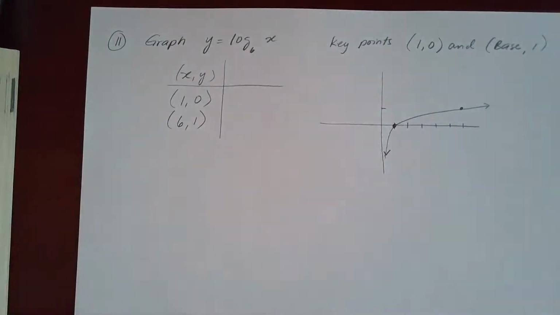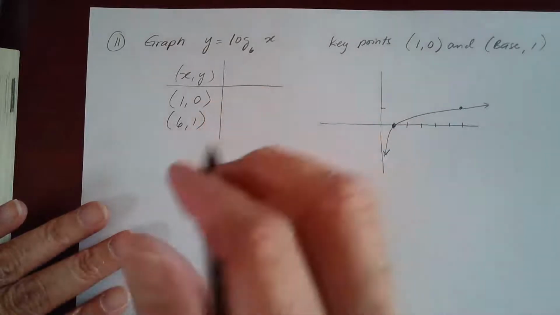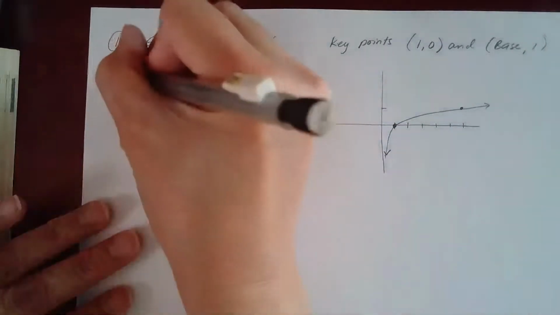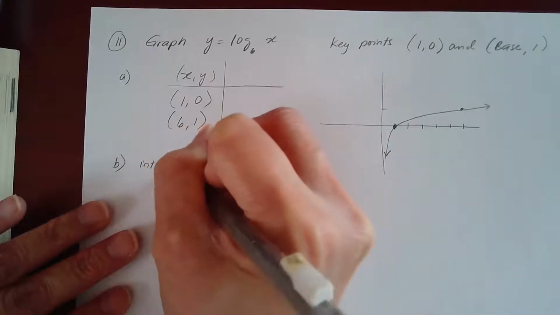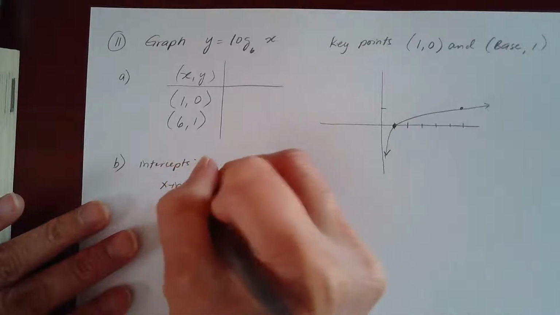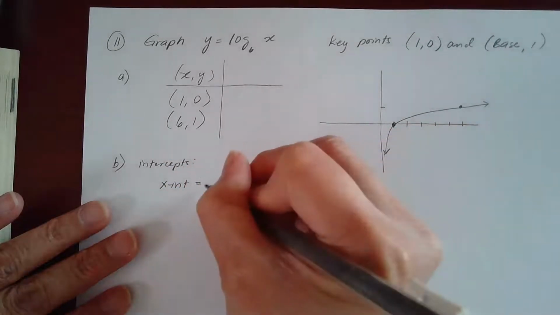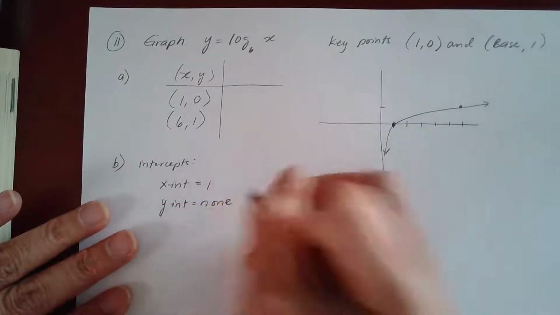Okay, so the question says you could actually see what the intercepts are. So you can see the intercepts are, this is A, intercepts. The x-intercept is equal to 1, and in y-intercept, there's none.